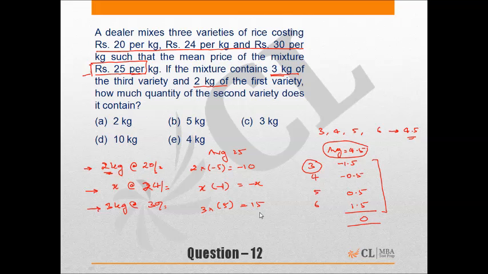So since the sum of deviation has to be 0, I can say minus 10 minus x plus 15 should be equal to 0, which implies x should be equal to 5 kg. Okay. So how many kgs of the second variety? 5 kg. Now this is an extremely important concept for you, the deviation method.